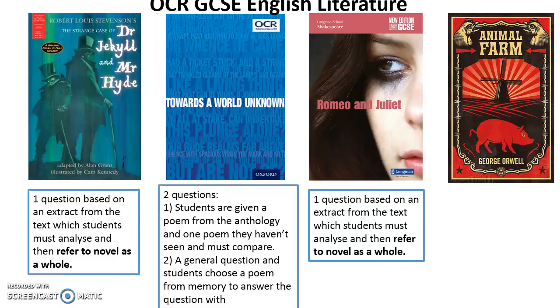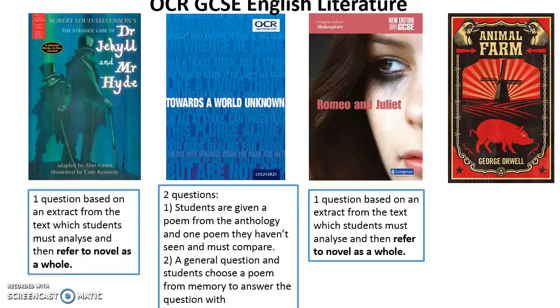Romeo and Juliet is very much like the Jekyll and Hyde question. Again, they will be given an extract from the play, and then the question will ask them to use that extract but also refer to the whole play. So for example, the question might be, how does Shakespeare present the relationship between Capulet and Juliet in this extract and in the play as a whole?